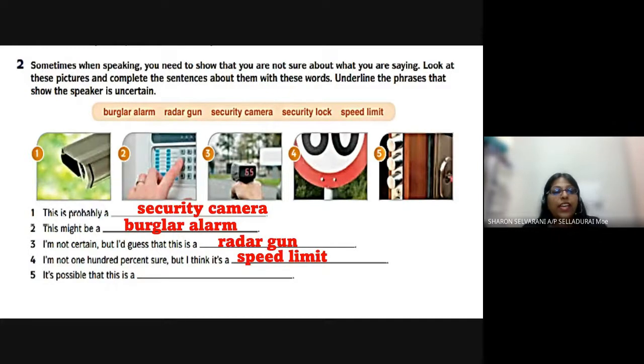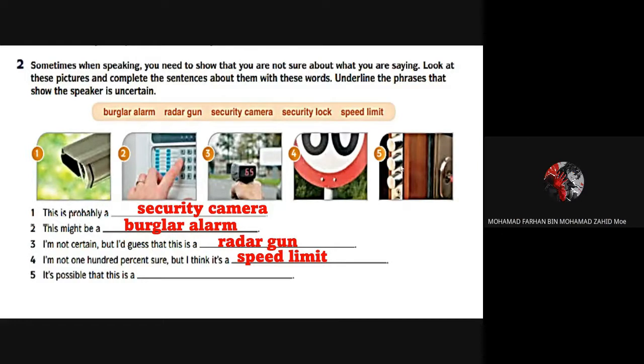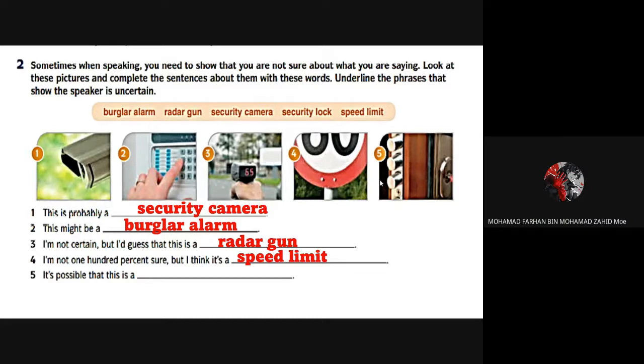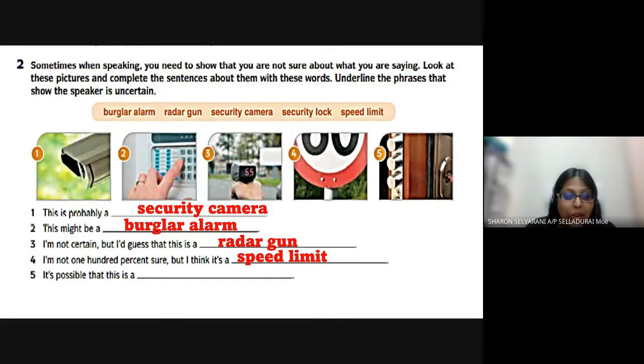Okay, number five. It's possible that this is a burglar alarm. What is this? Number five. Security lock. All right. It is security lock. Okay.